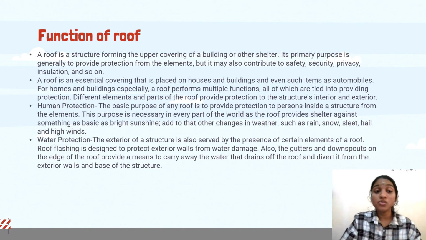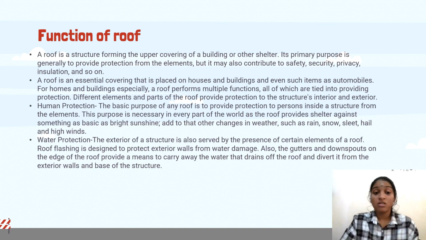Function of roof. A roof is a structure forming the upper covering of a building or other shelter. Its primary purpose is generally to provide protection from the elements, but it may also contribute to safety, security, privacy, insulation, and so on. A roof is an essential covering that is placed on houses, on buildings, and even on items such as automobiles. For homes and buildings, especially, a roof performs multiple functions, all of which are tied into providing protection. Different elements and parts of the roof provide protection to the structure's interior and exterior.